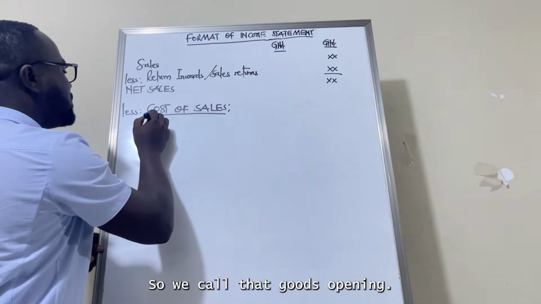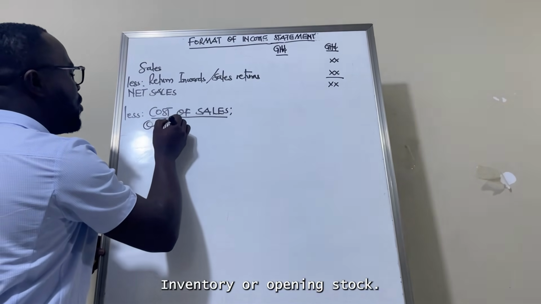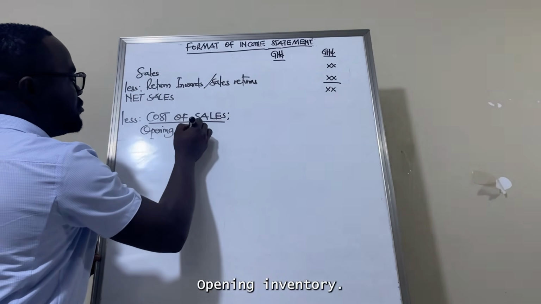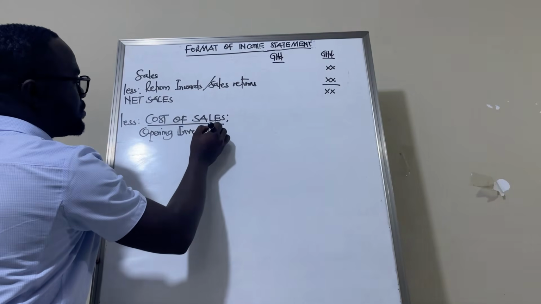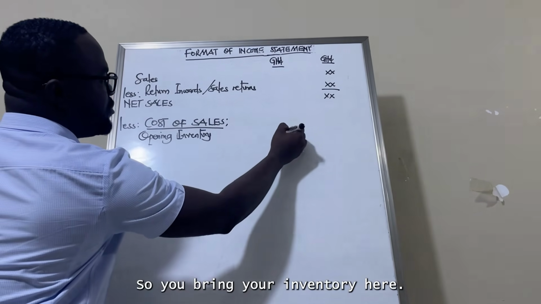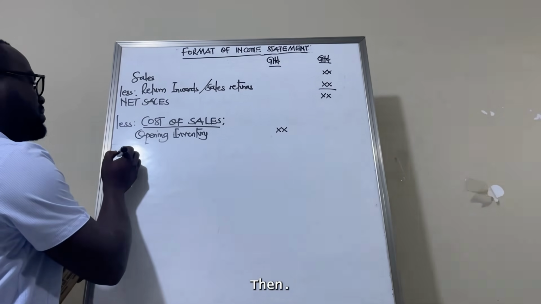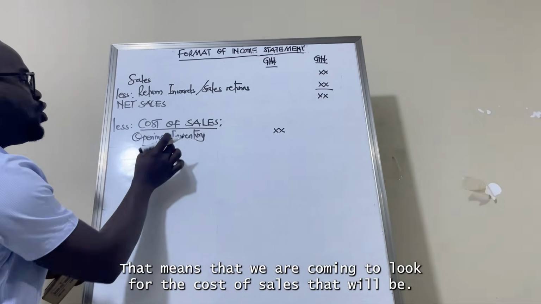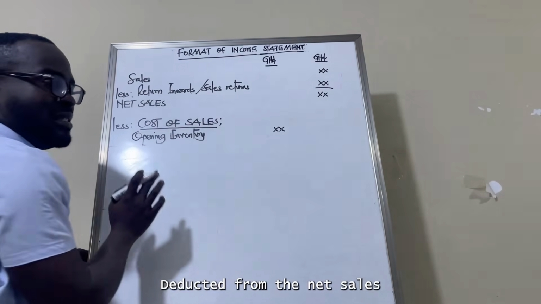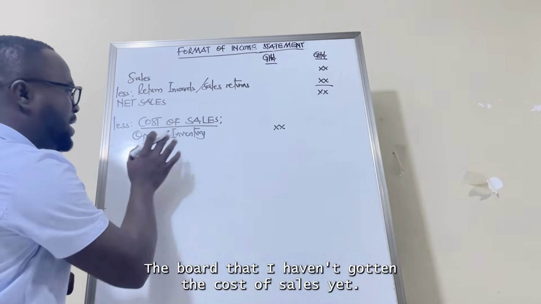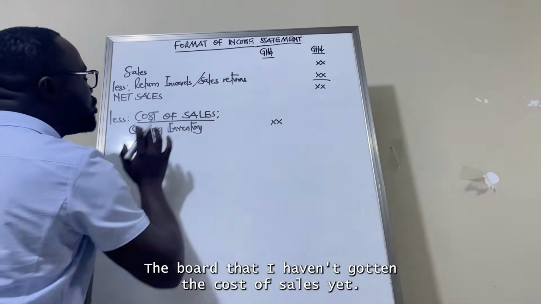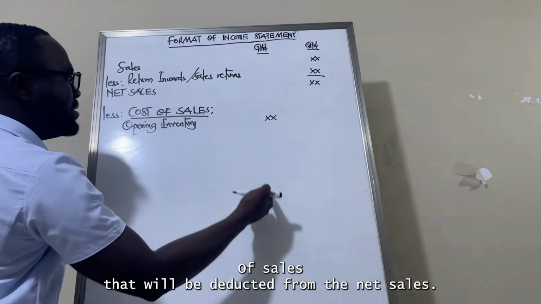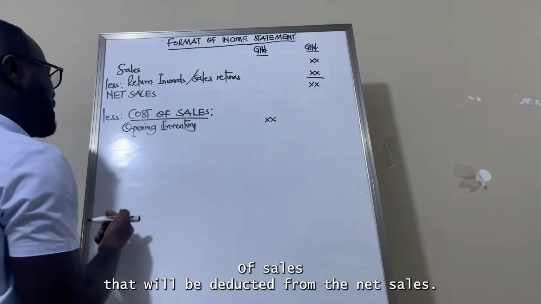So we call that goods opening inventory or opening stock. Opening inventory. So we bring the opening inventory here. Then, you see, I've written less cost of sales. That means that we are coming to look for the cost of sales. That will be deducted from the net sales. And you could see from the board that I haven't gotten the cost of sales yet. I'm coming to do some calculation before I will get the cost of sales. That will be deducted from the net sales.